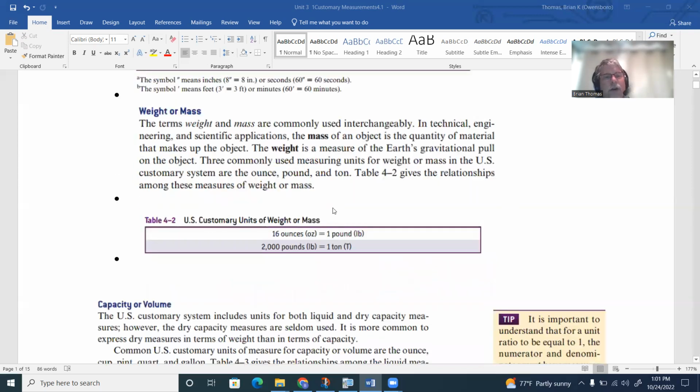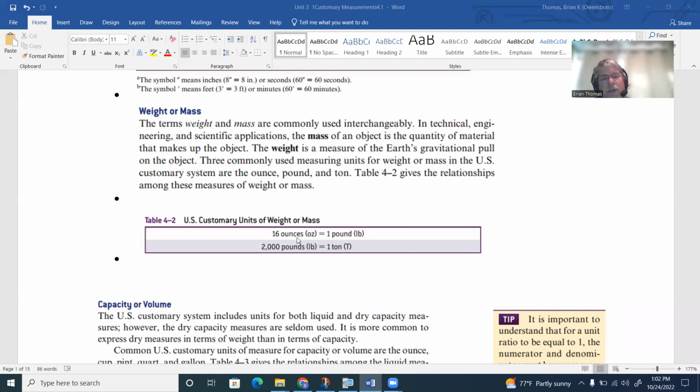So when it comes to weight and mass, sometimes we use these interchangeably. In engineering and science, though, it's more about mass. It's the quantity of material that makes up an object. The weight is the measure of something with respect to Earth's gravitational pull. So the most common ones in the US are ounces, pounds, and tons.